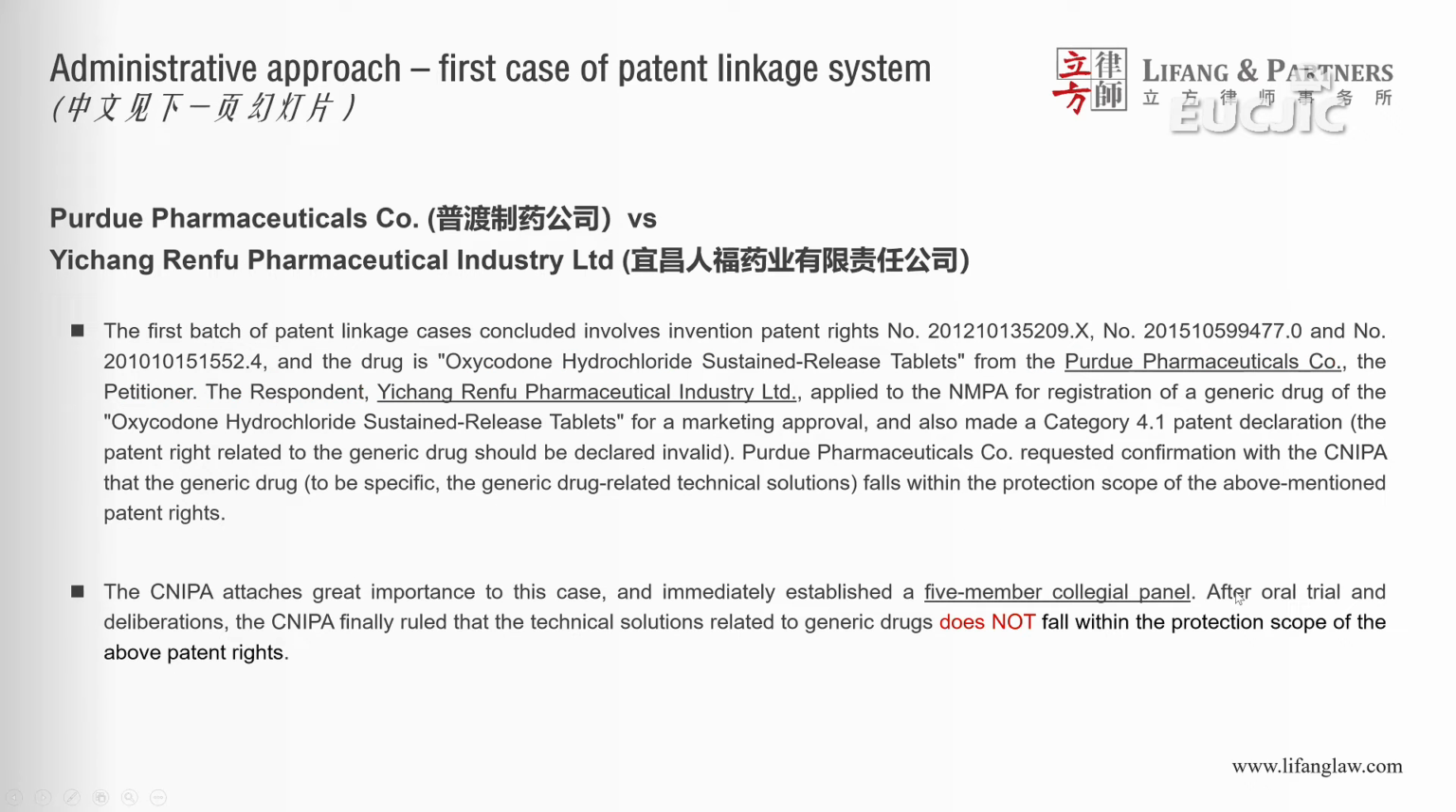Now, this slide shows you another first case, but not from the court, but from the Chinese Patent Office. We call it the administrative approach. Here, the Chinese Patent Office also issued a decision on a case where it believed that the patentee's patent does not cover the generic drug company's drug. So that generic drug application should also continue to be reviewed. That was the first case issued by the Chinese Patent Office.